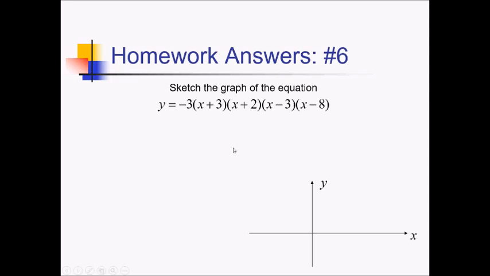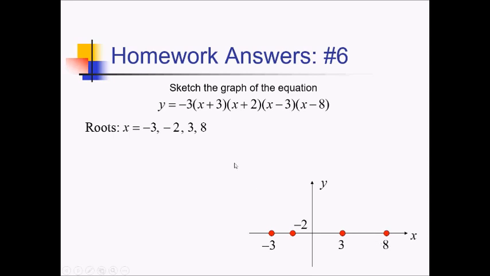On this problem, let's go ahead and find the roots, or zeros, to start this off. That'll give us the x-intercepts, so x equals negative 3 for that first factor. Then we have negative 2, positive 3, and positive 8. So negative 3 is over here somewhere. Negative 2 is a little closer to the y-axis on the left, 3 is to the right, and 8 is even further to the right.